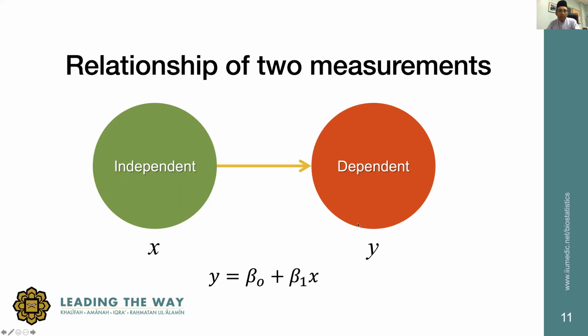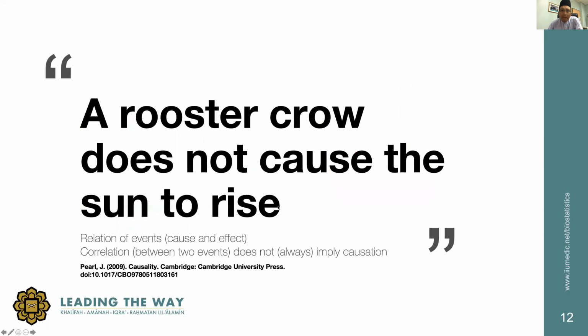The study of causality, x causing y, is a huge topic. And in every book that you read, you will come across this term: a rooster's crow does not cause the sun to rise. Ayam berkokok tidak menyebabkan matahari terbit. Isn't it? Because every time the ayam kokok, matahari terbit. Every time matahari terbit, ayam kokok. So does the rooster's crow cause the sun to rise? No.